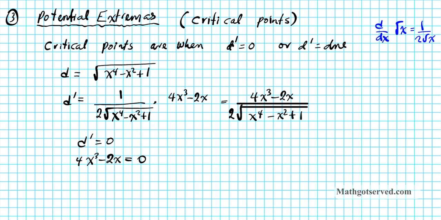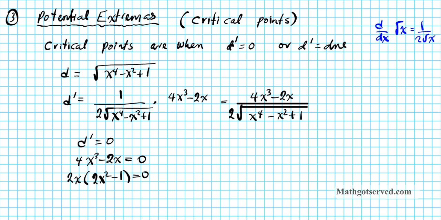Alright, so now let's solve this. We're going to factor out the GCF here, which is 2x, so factor out 2x. And then we have 2x squared minus 1 equals 0.